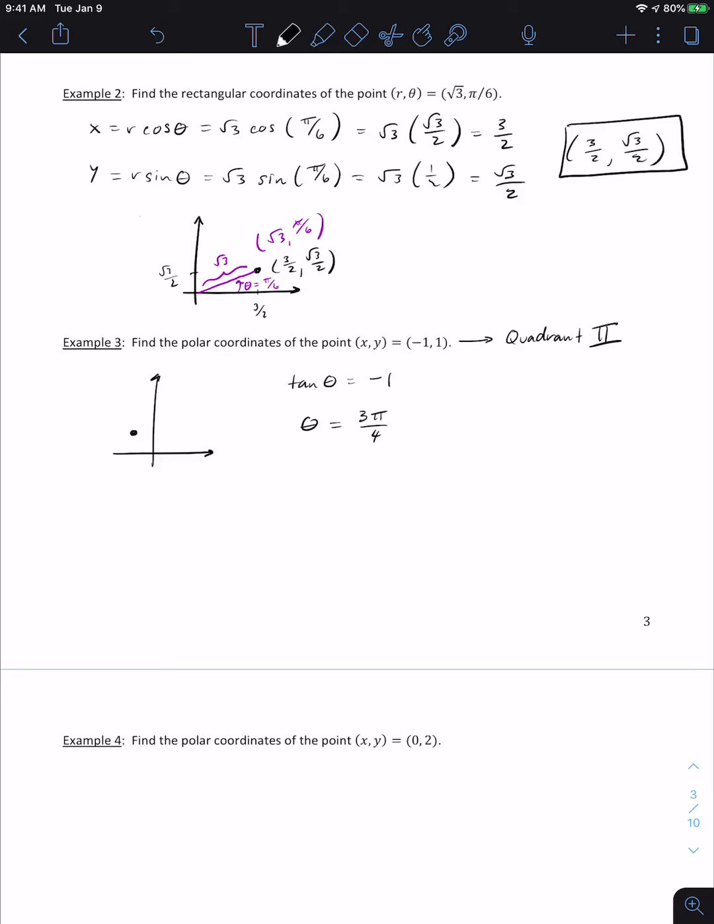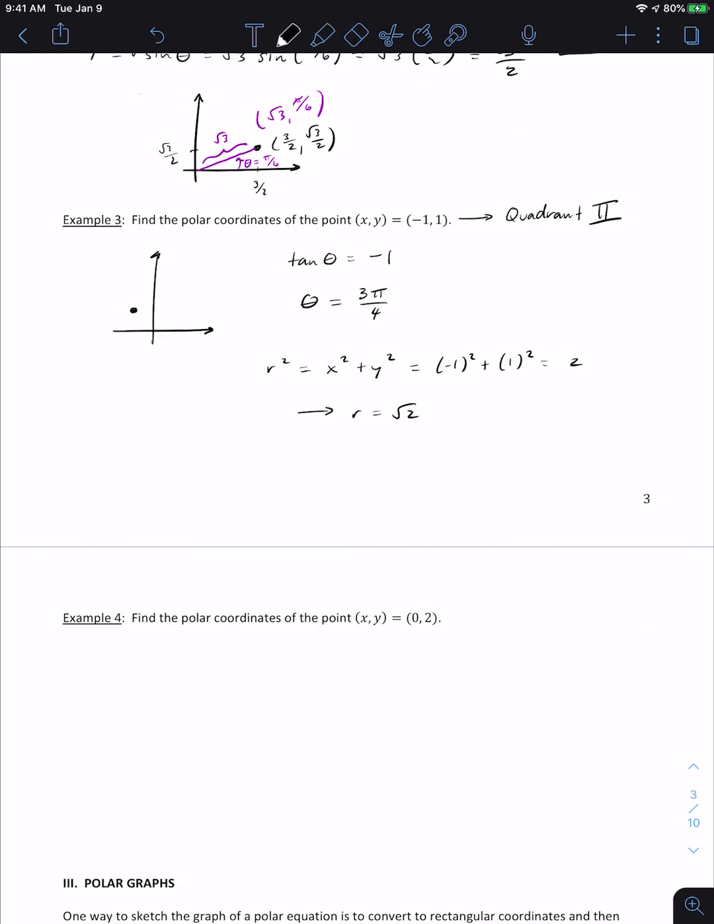Now we've got to find our radius. So r squared is equal to x squared plus y squared. Well, x squared is -1 squared plus y squared is +1 squared. So out here I get 2. So that means that r is equal to the square root of 2. So one representation is, our radius comes first, so radical 2 and then 3 pi over 4. Right, that's one possible representation.